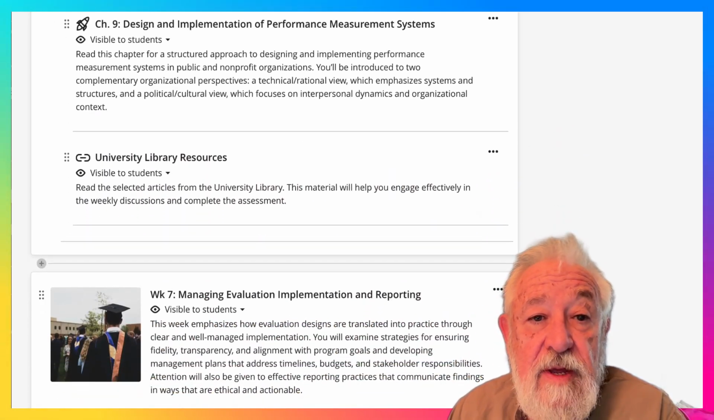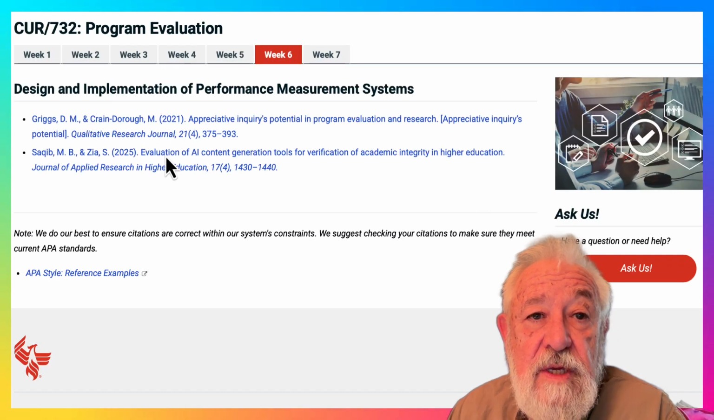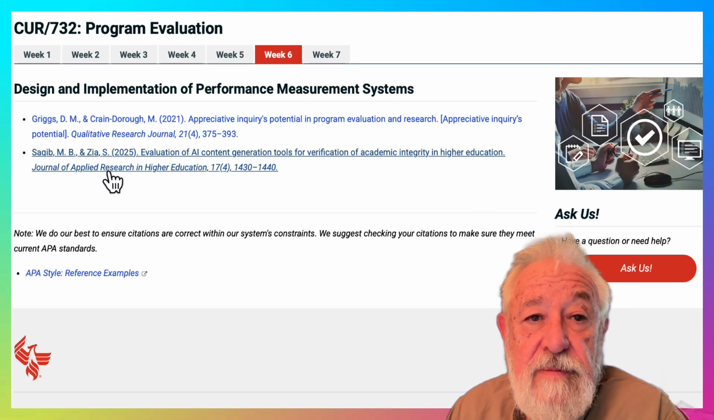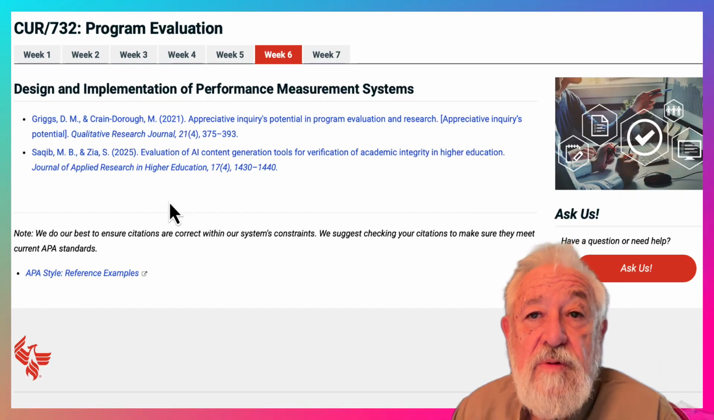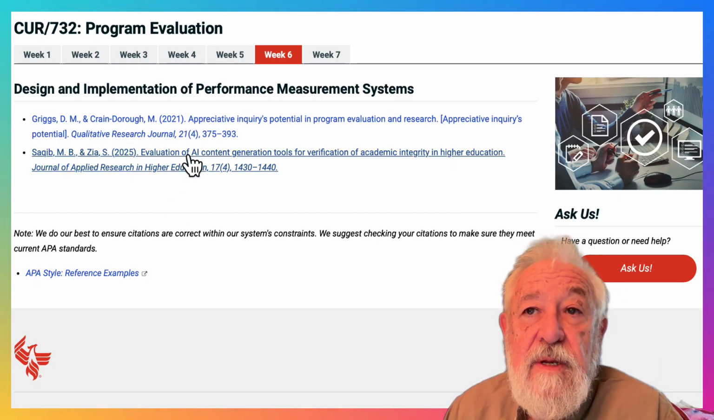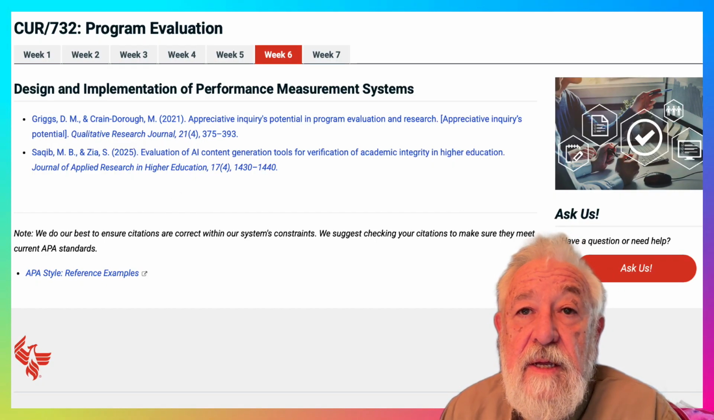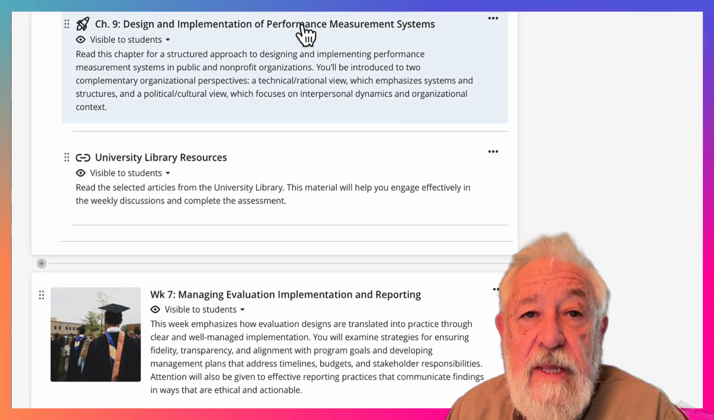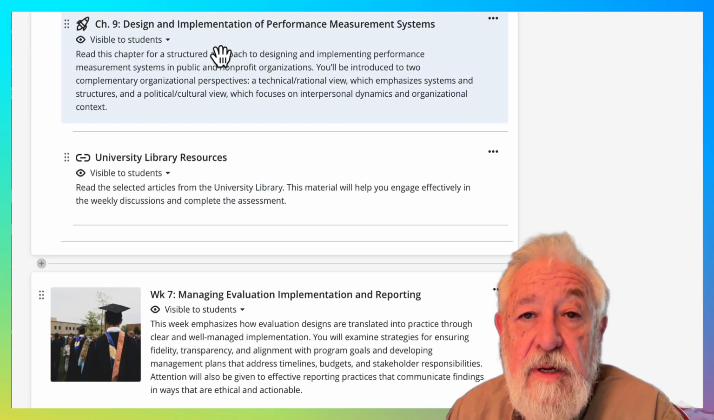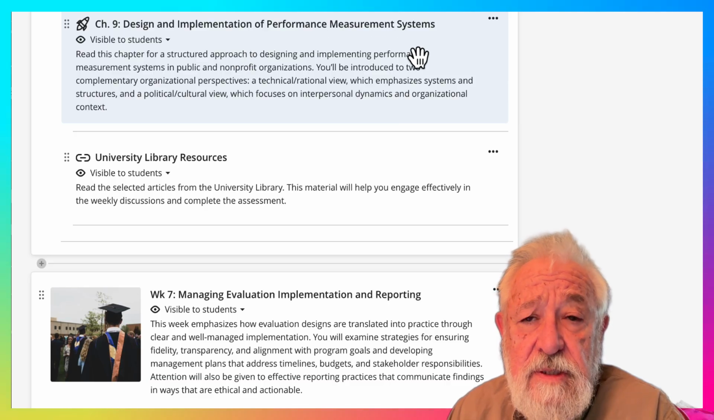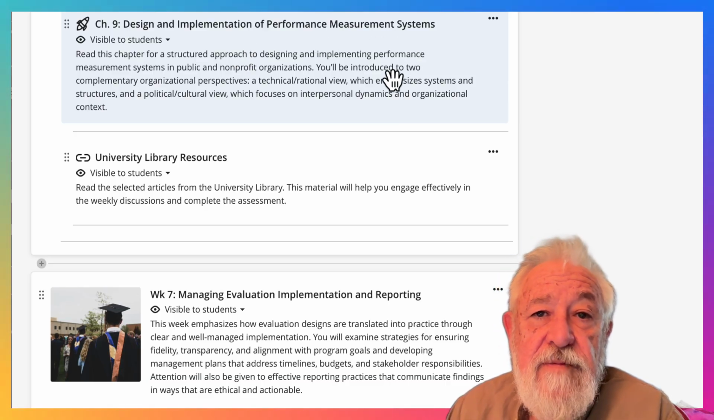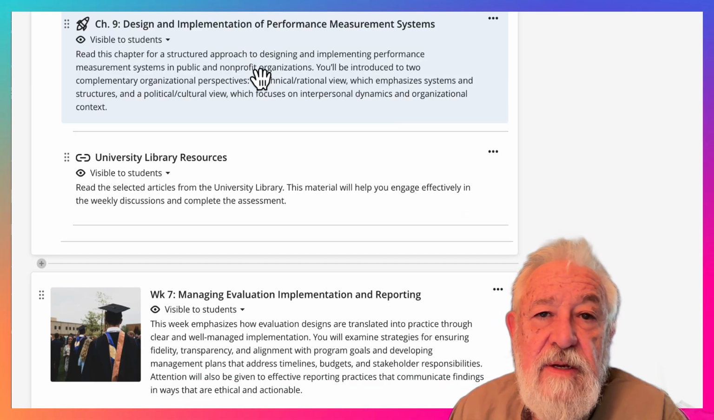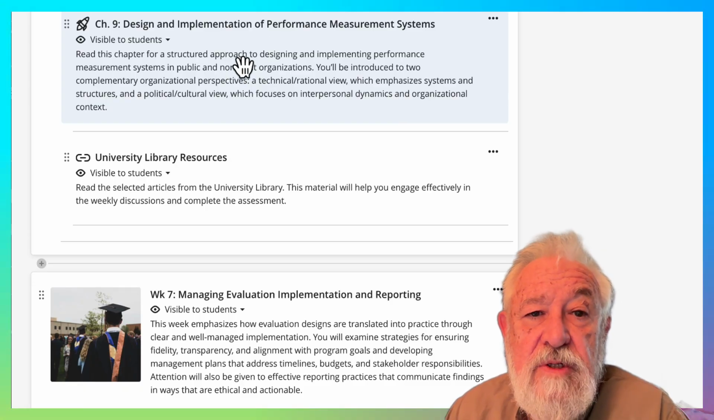And then in your readings for this week, you have a couple of good articles, and I would recommend those for sure. And then your chapter is on performance measurement systems. There are actually like 12 steps for performance measurement, and you should look at that. This is a very important chapter.